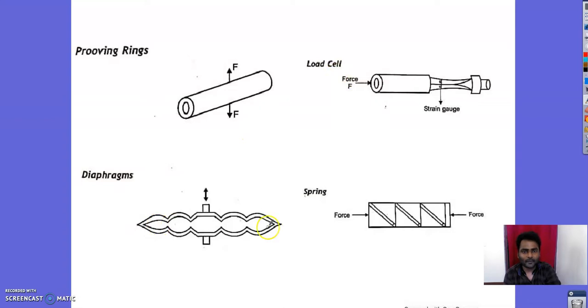Similarly, load cell, diaphragm, and spring. All these are mechanical elements which are going to convert one form of energy into electrical form. That is why they are termed as mechanical transducers.